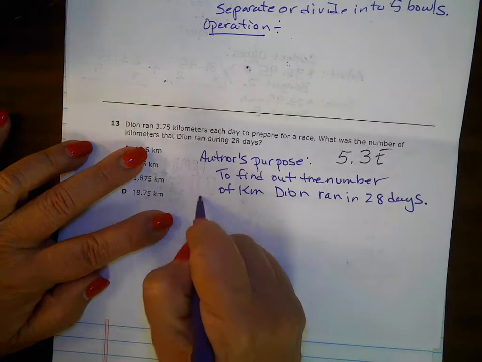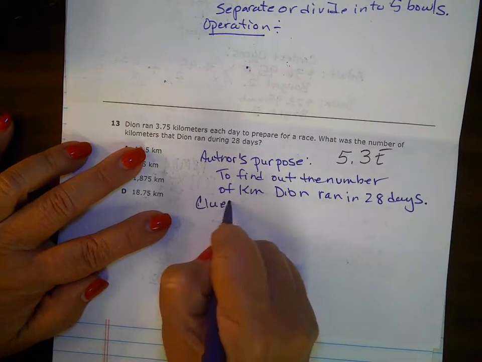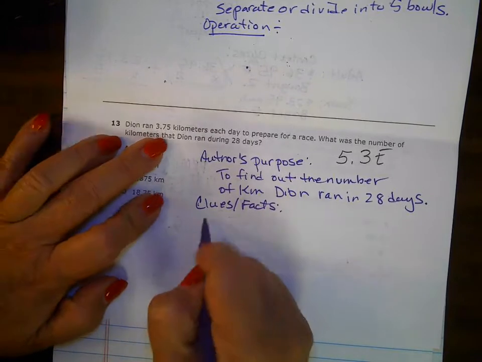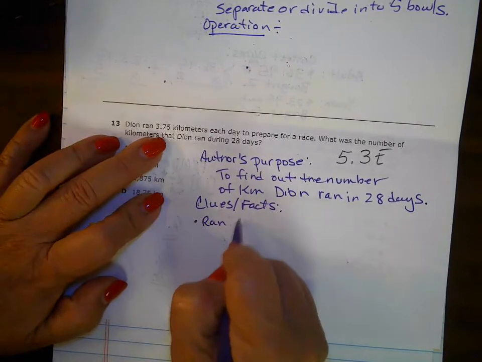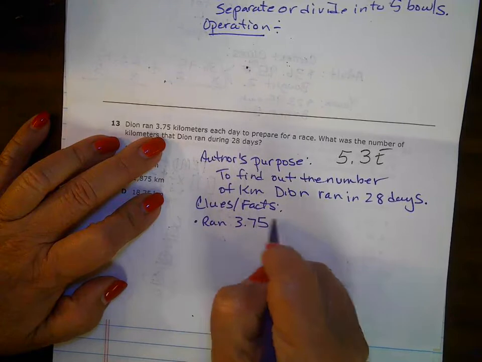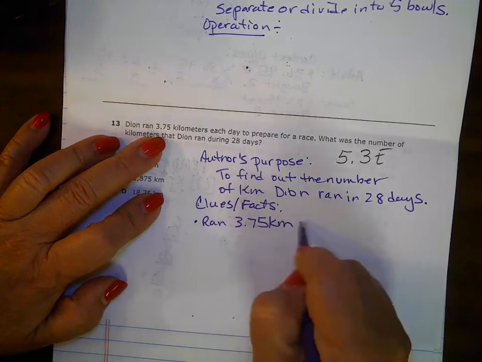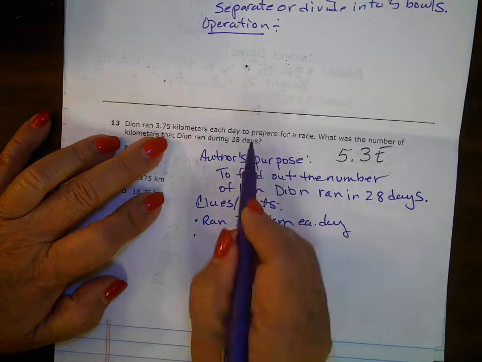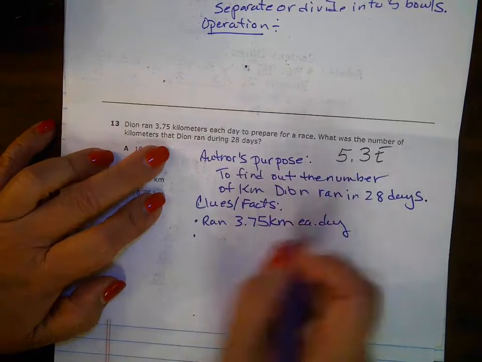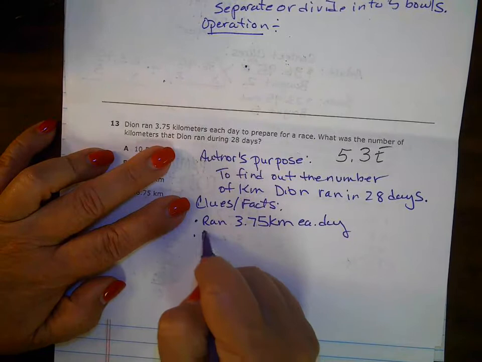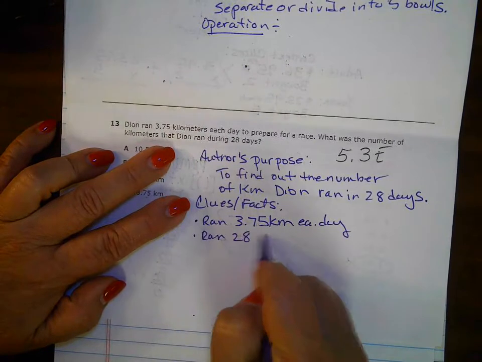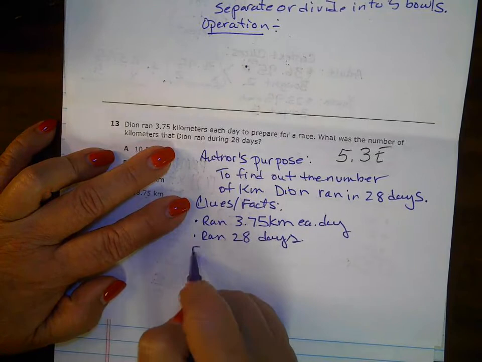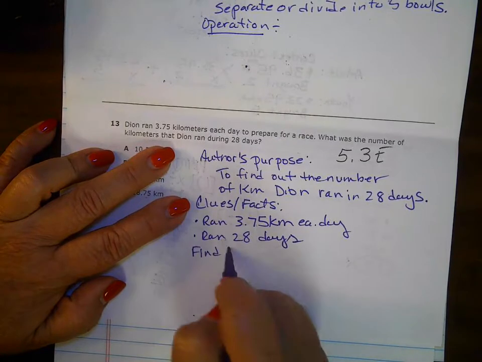Okay, the clues, context clues or facts. He ran 3 and 75/100 kilometers each day. And he ran in 28 days. So I need to find the total.